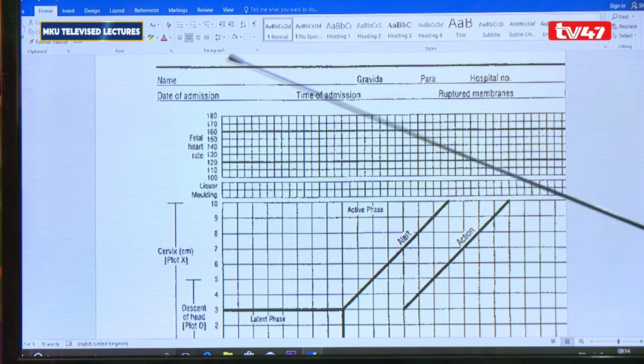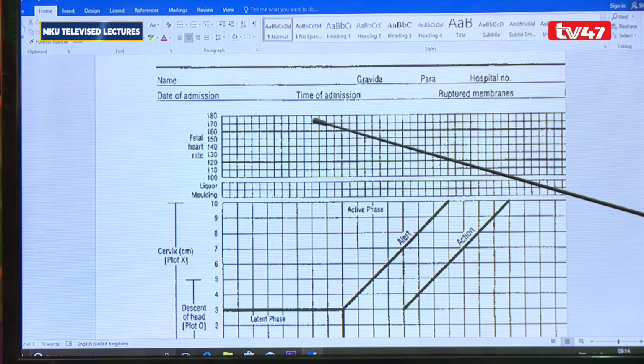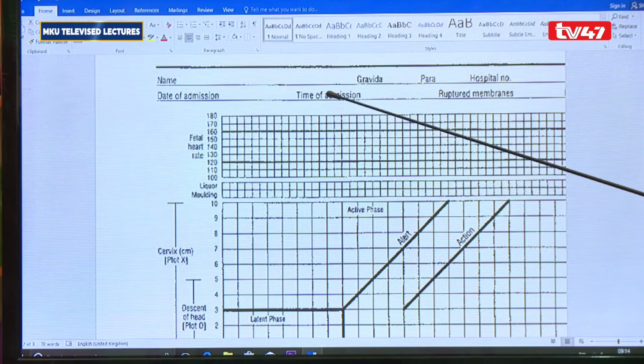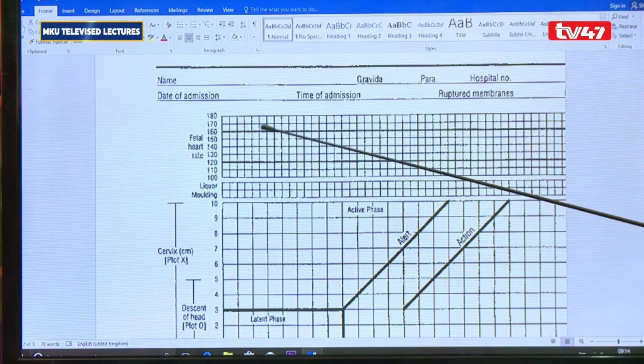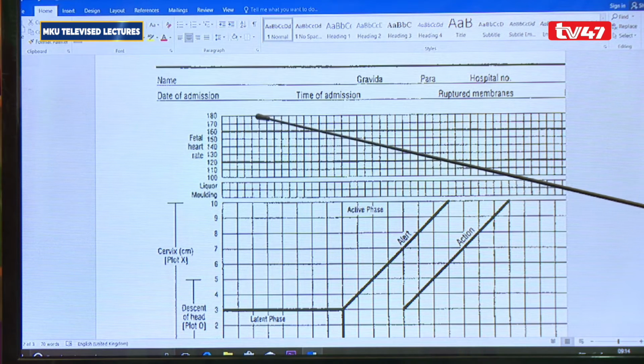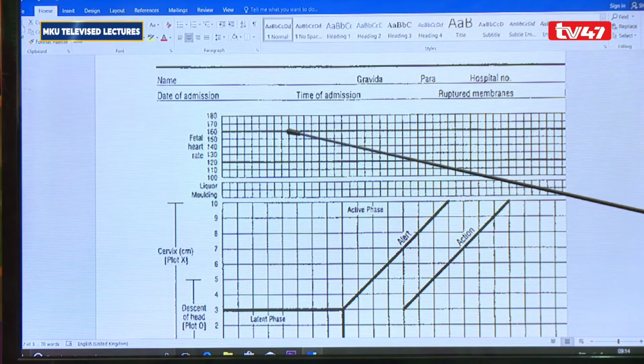Now we come to the most important component of the pathograph, and this is the first part where we monitor the fetal condition. It is very, very important because it is the reason why this mother was pregnant for 40 weeks, and without a healthy fetus, then it means the 40 weeks are actually wasted.